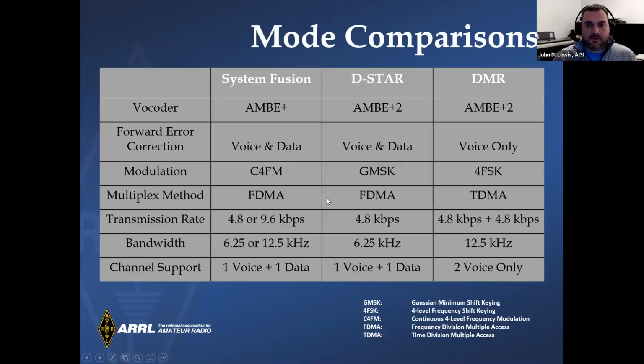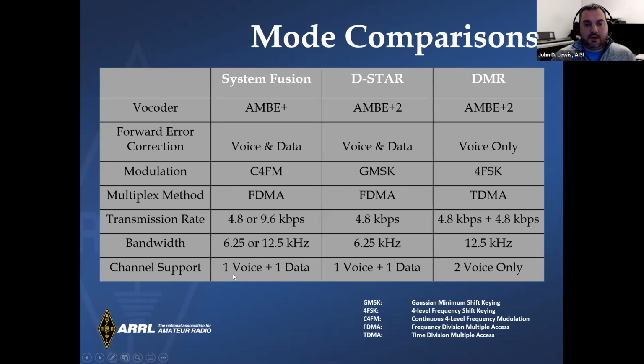Whoops. Let me go back there. Sorry about that. Bandwidth. This is technically incorrect. I need to fix this. I have made the discovery. Fusion is supposed to run 6.25 kilohertz, but it's actually much wider. It's even a little bit wider than 12.5 kilohertz, but for all intents and purposes, we'll say it's 12.5 kilohertz. D-Star normally uses 6.25 kilohertz, although some radios I've seen run a little wider on a spectrum analyzer. At least they should be spec to these rates. DMR uses 12.5 kilohertz.